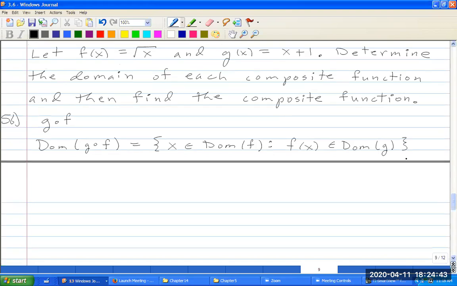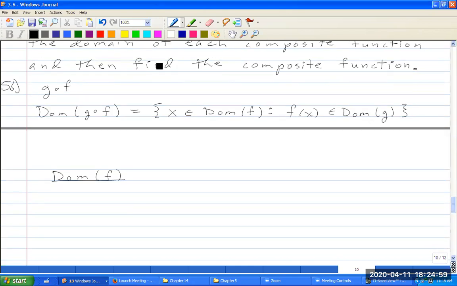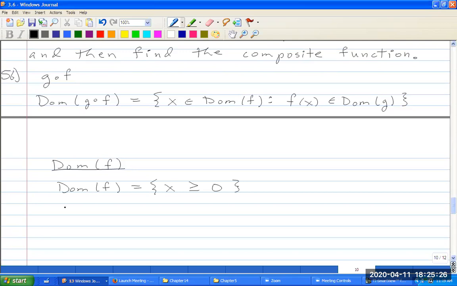Okay. So first I have to find the domain of f. Well, f is the square root of x, so I want x to be greater than or equal to 0. So the domain of f is the set of all x's greater than or equal to 0. Let's find the domain of g. Well, the domain of g is everything. All you're doing is just adding 1. So the domain of g is just everything.